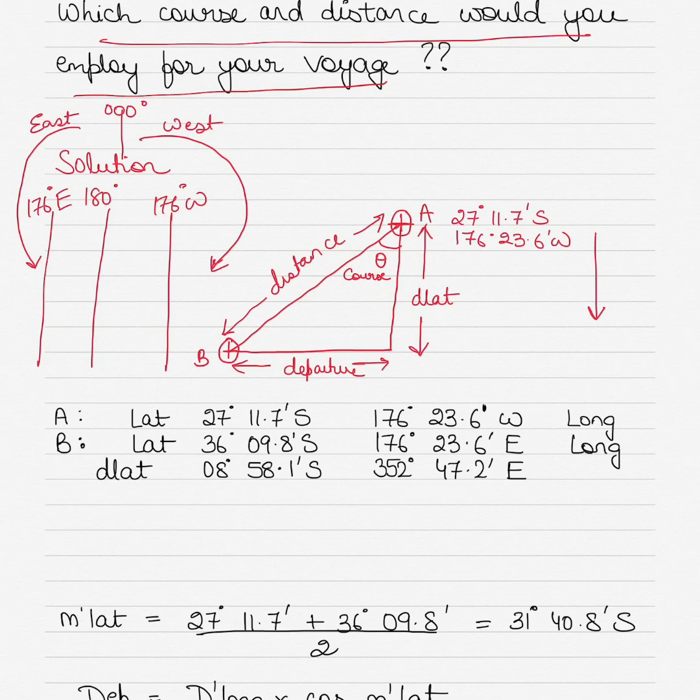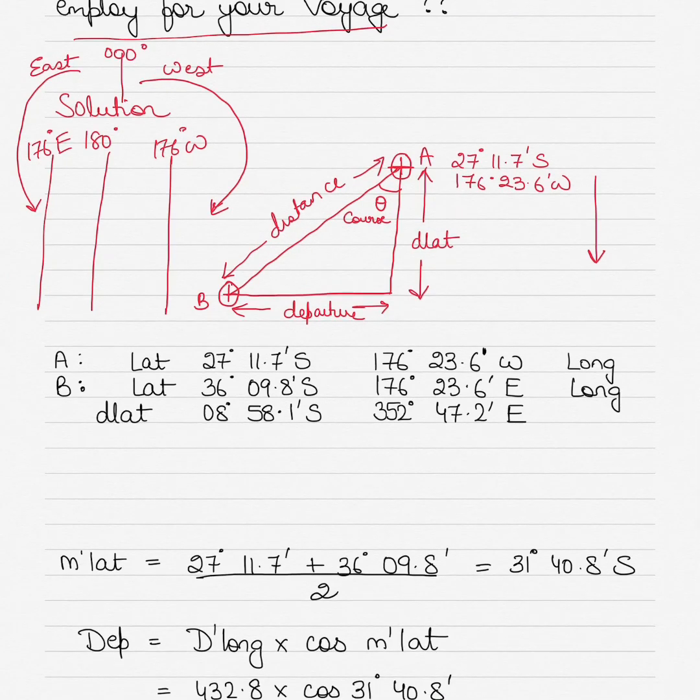Alright, so once we are very clear with what direction we are going in, let's start calculating the dlat and dlong. We have the latitude of A and B written here, and so is the longitude. Now the rule for dlat is: same names you subtract, different names you add. Same names means if both are south, you subtract the smaller number from the bigger number. The answer is never negative. So subtract 36 degrees 9.8 minutes minus 27 degrees 11.7 minutes. You will get 8 degrees 58.1 minutes.